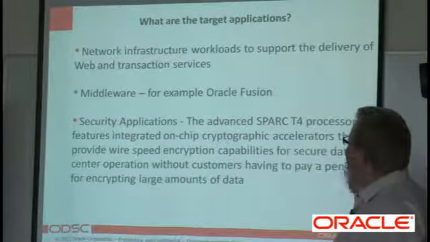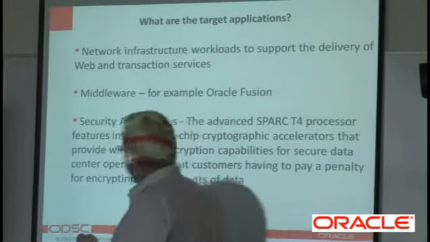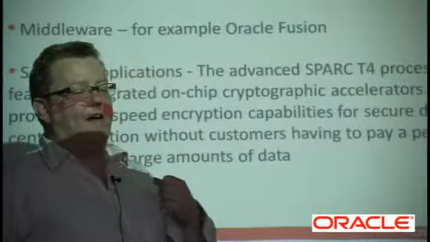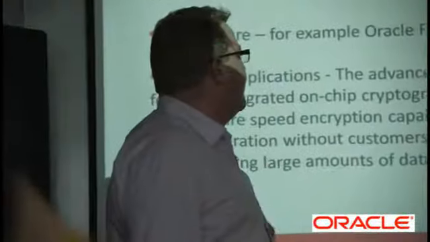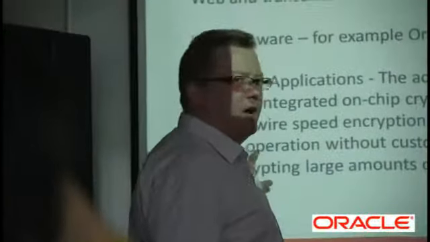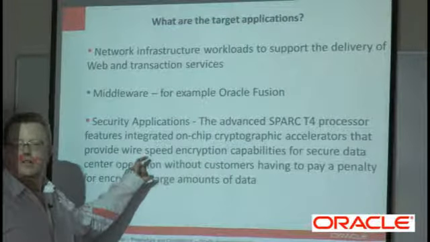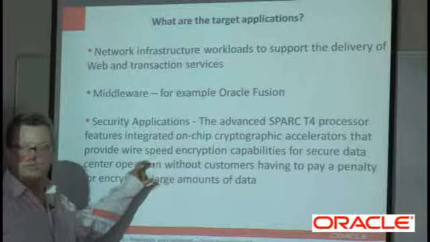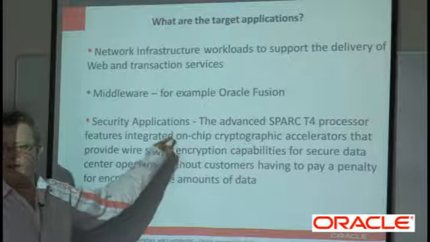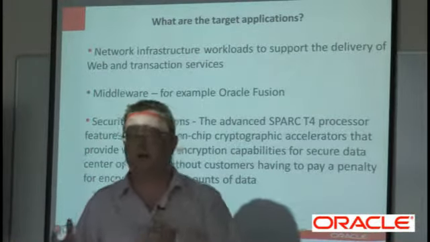So the advanced SPARC T4 processor provides you with the onboard encryption features, which are on the chip, okay? And they've got cryptographic accelerators that will provide you with wire speed encryption. That's big for a lot of customers. You're talking to your defense customers, okay? So you're talking to the military, security agencies, police forces. This is very, very important for them, okay? So you want to know what a target market is.